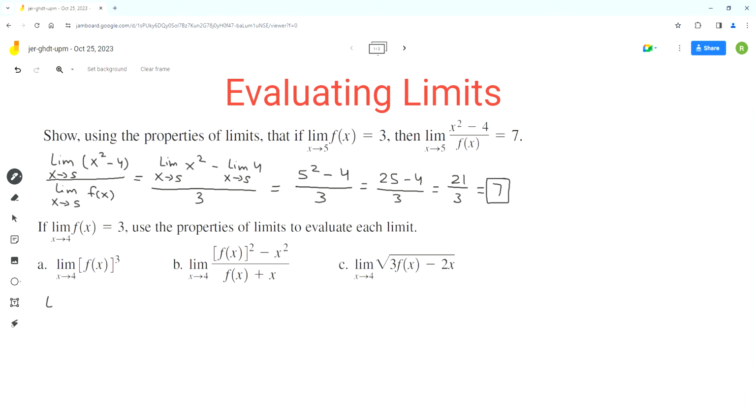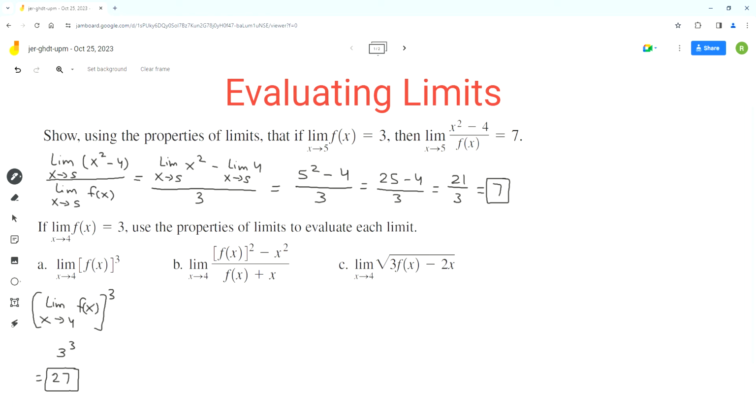So we can rewrite the expression as limit x approaches 4 f at x, and the cube goes outside the limit. Now we are given that limit x approaches 4 for f at x is equal to 3. So in the next step, we can replace the expression with 3. So we get 3 cubed, which is equal to 3 times 3 times 3, which is equal to 27. So this should be the final answer for part A. Now we can analyze part B.